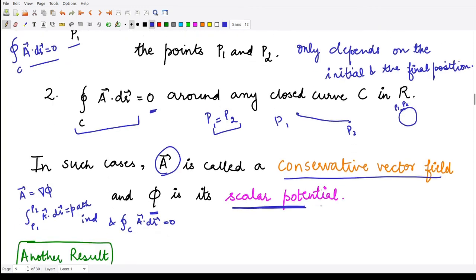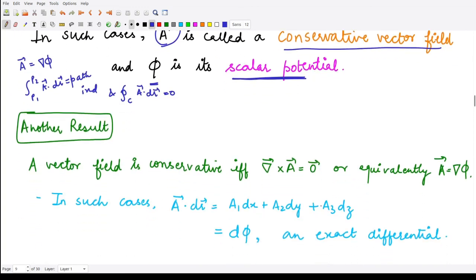And moreover we have one more interesting result, which says that if you want to check whether the vector field is conservative or not, you check the curl of the vector A. Or you check whether the vector A could be written as the gradient of some quantity or not. Now in calculation, checking this thing is difficult. So basically what we do is we just check the curl of the vector A. If this comes out to be equal to 0, we say the vector field is conservative.